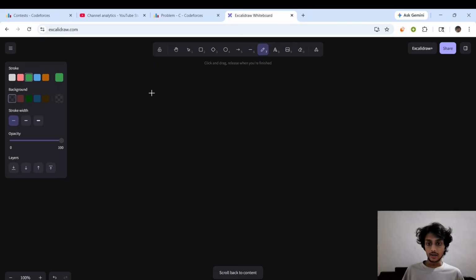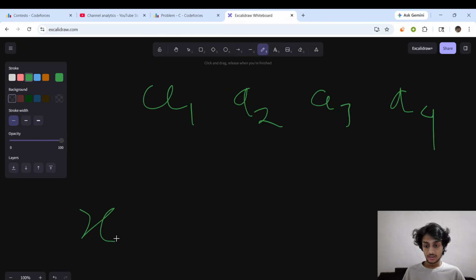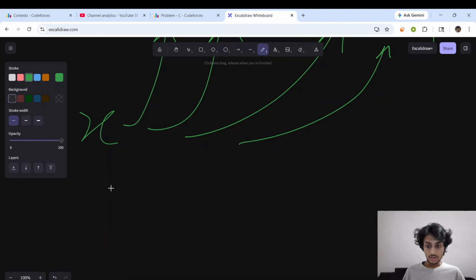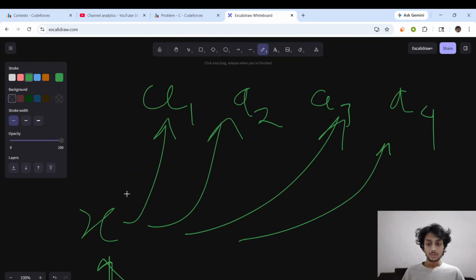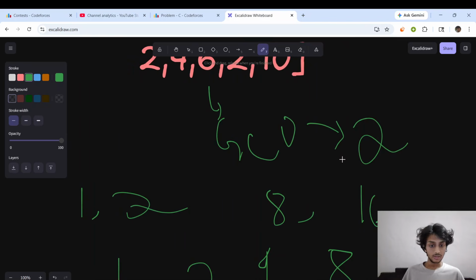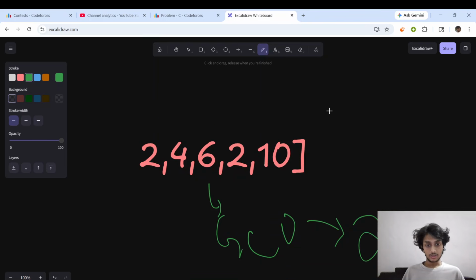So we're going to have an array, for example, A1, A2, A3, and A4. What we have to do is choose a number x which divides all of the elements of the array, and say the count of x. How many x's are there that divide all of its elements? So the approach is very simple.